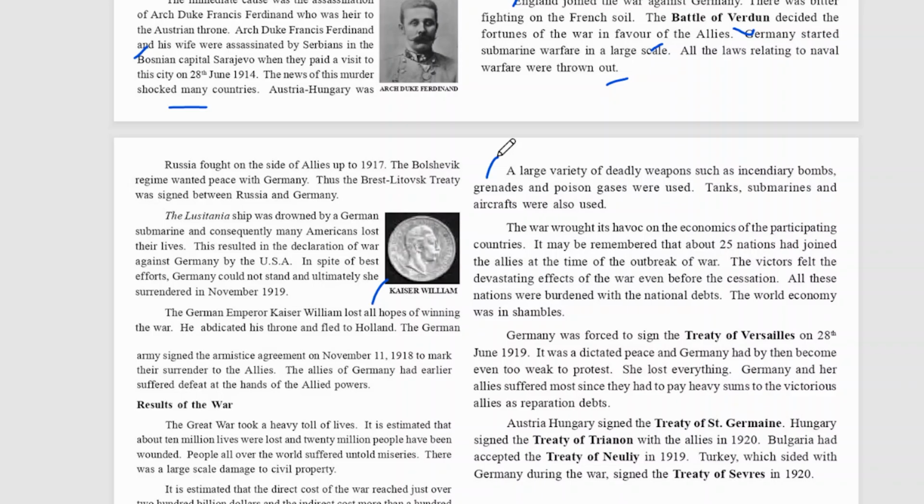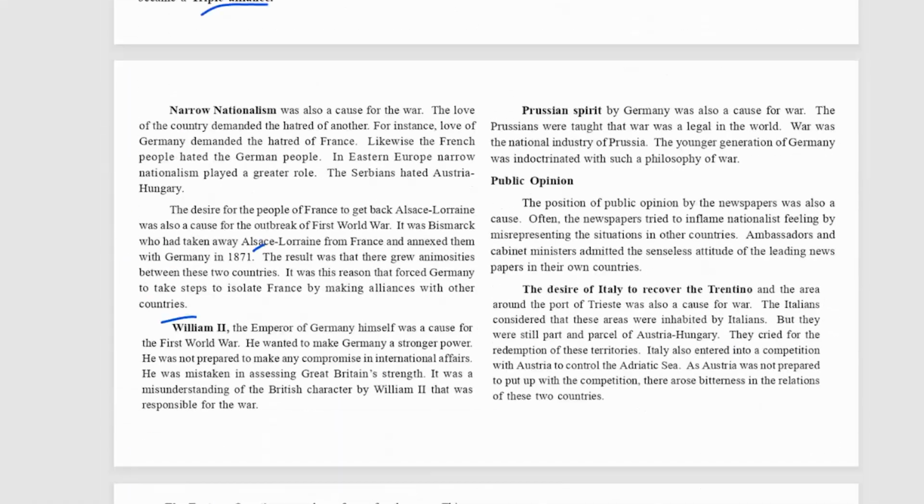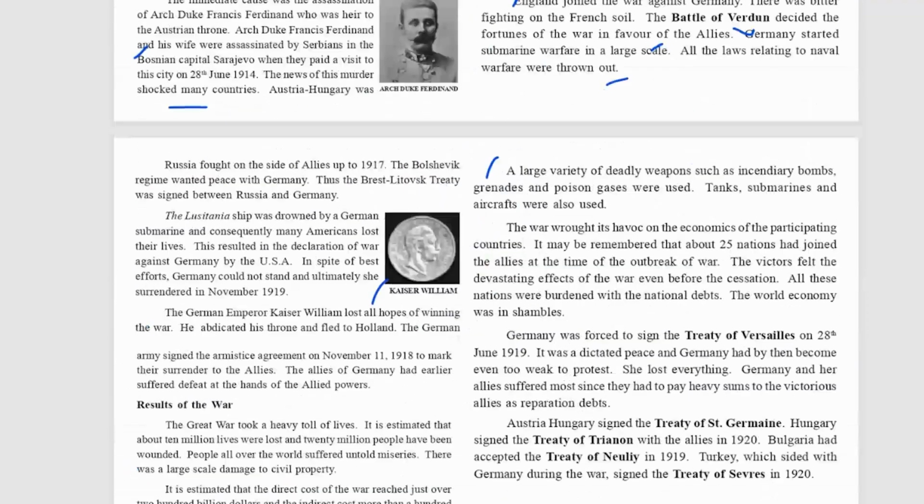Hungary signed the Treaty of Trianon with the Allies in 1920. Bulgaria had accepted the Treaty of Neuilly in 1919. Turkey, which sided with Germany during the war, signed the Treaty of Sevres in 1920. So these are the results of World War One. So this is all about World War One. We discussed the results, the causes, the immediate causes, and the course of the war.